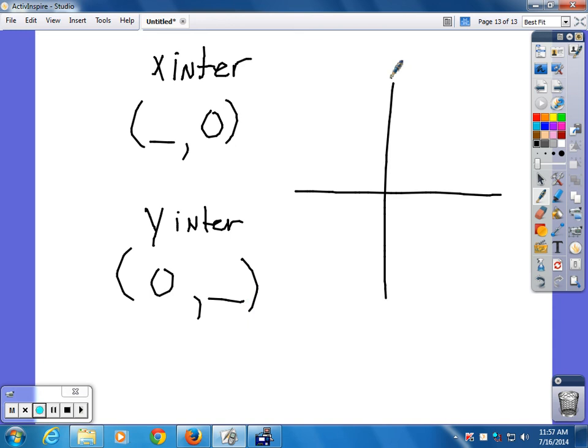Here's the y-intercept. What is your x value on all these points right here? Zero. Exactly. So the x value is 0. So the points 0, 3; 0, 5; 0, 7. So with your y-intercepts, what is your x value? Always.